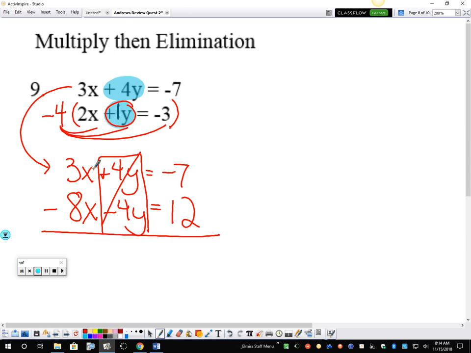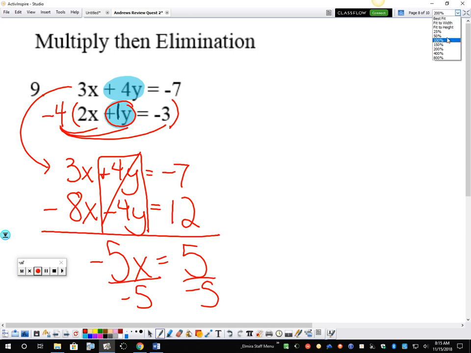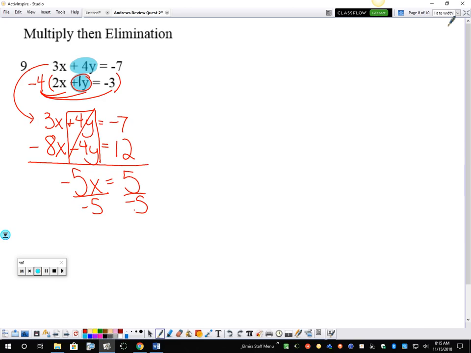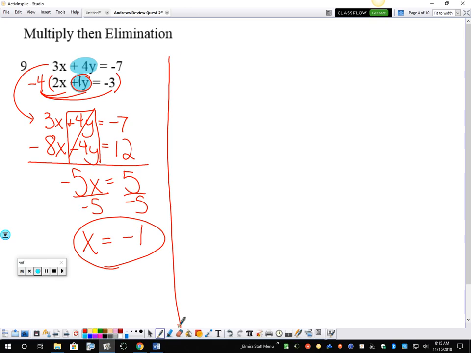3x minus 8x is a negative 5x. A negative 7 plus 12 is a positive 5. Divide both sides by negative 5. And I'm going to get x equaling negative 1. So I've got one of my solutions. Now I'm going to use one of the equations. It does not matter which one. I'll use the second one this time.